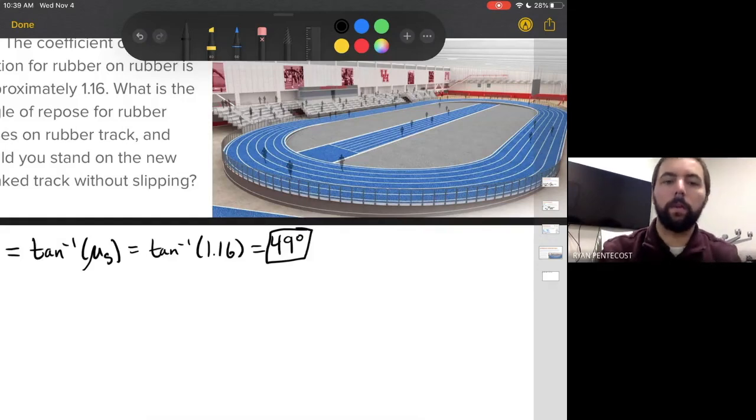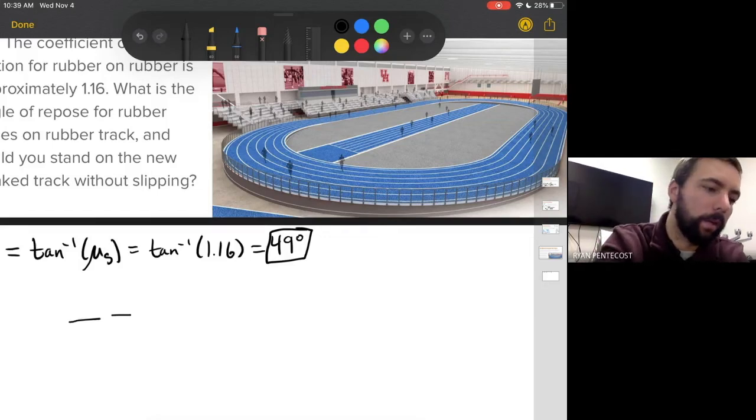So the rubber shoes would be able to withstand the rubber track, right? They are made to grip each other, but that doesn't mean that it's going to be comfortable, right? But it would be doable, right? It's only 3 degrees more than a standard incline track, so not too big of a deal if we wanted to do that.